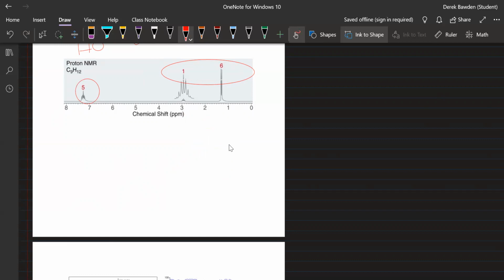Yep, perfect. Is it mono-substituted, di-substituted, tri-substituted? What do we think? Mono, perfect, mono-substituted. So let's draw our benzene ring.